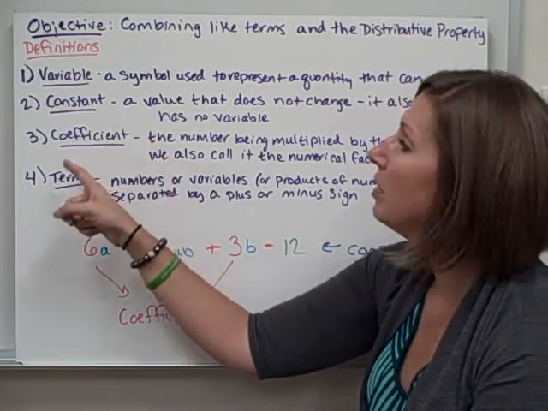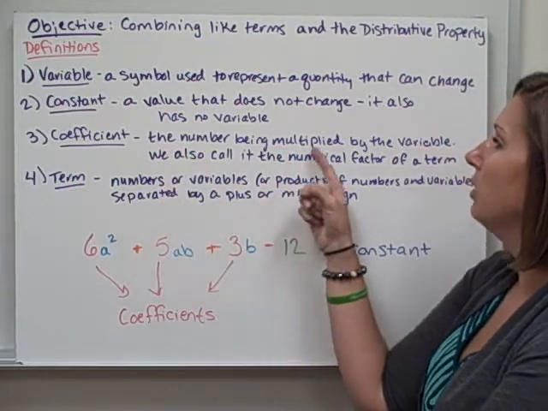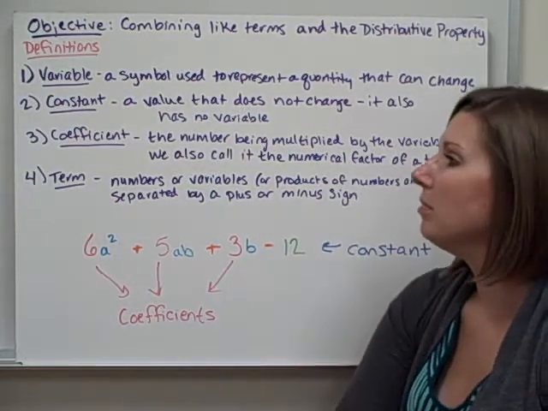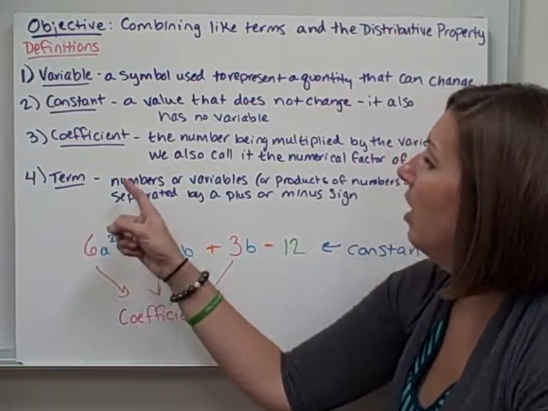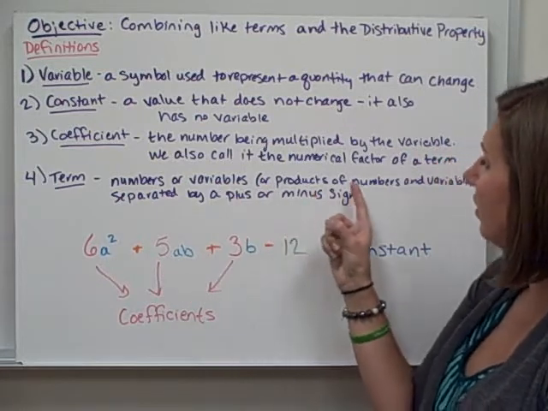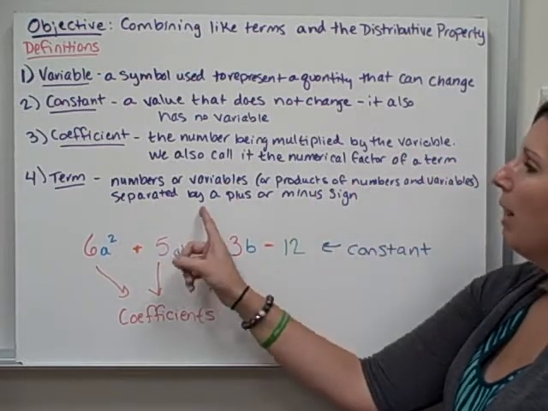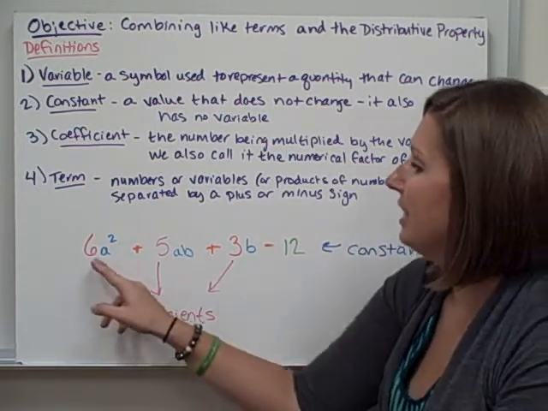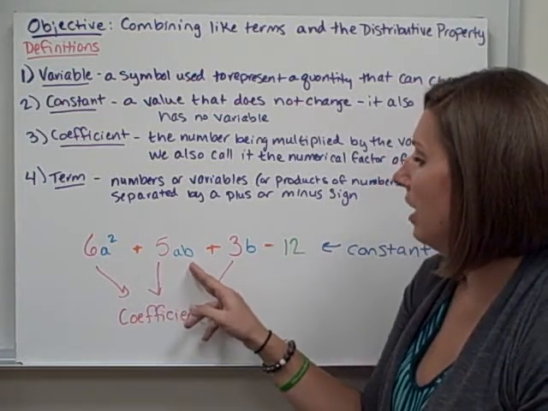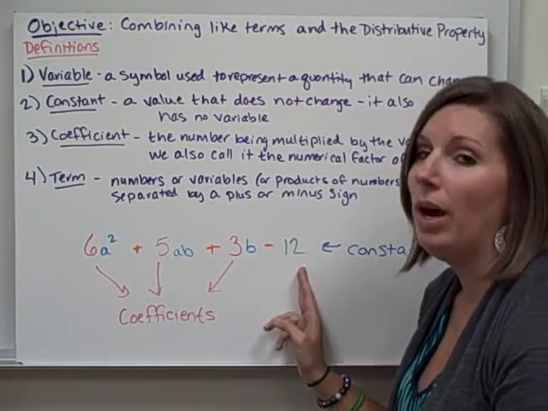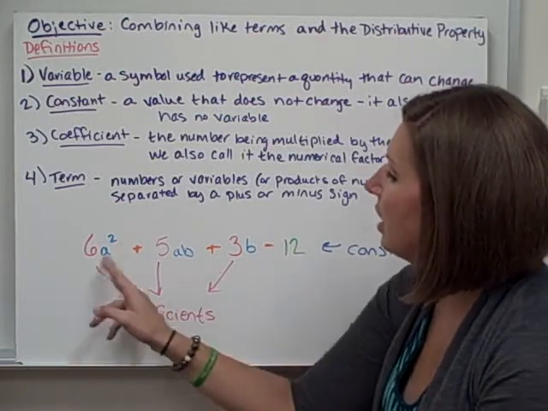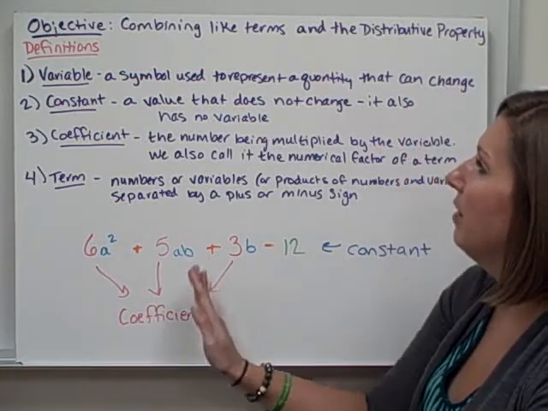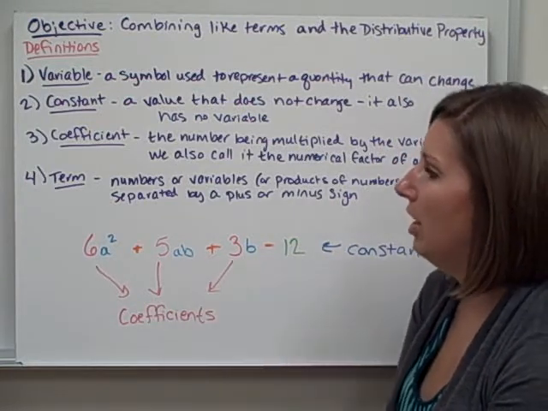It is constant. The coefficient is the number being multiplied by the variable. We also call it the numerical factor of a term. A term is numbers or variables or products of numbers and variables separated by a plus or minus sign. So you'll see here in the expression that I have laid out, we've got 6a squared plus 5ab plus 3b, take away 12. These numbers, 6, 5, and 3, are called our coefficients. Those are the numbers that are being multiplied by the variable. They're the numerical factor of the variable.